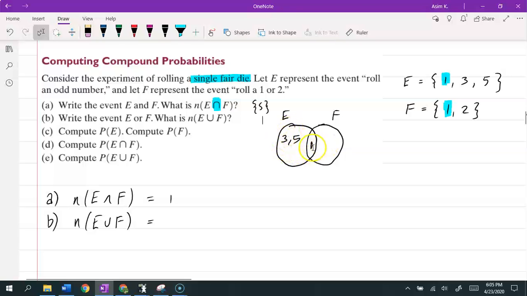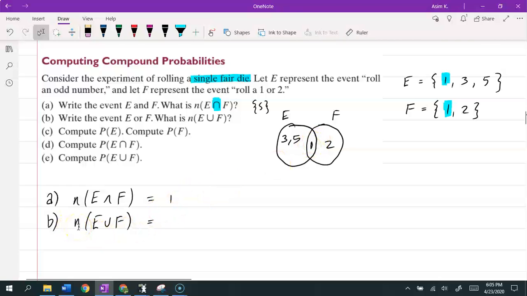So E could be 1, 3, or 5, right? And F could be 1 or 2, right? So F can be 1 or 2. And what did I just say? The count of where E and F both occur, there's only one number that does that, and that's the number 1. Okay, so there's only one number that does that, it's the number 1.